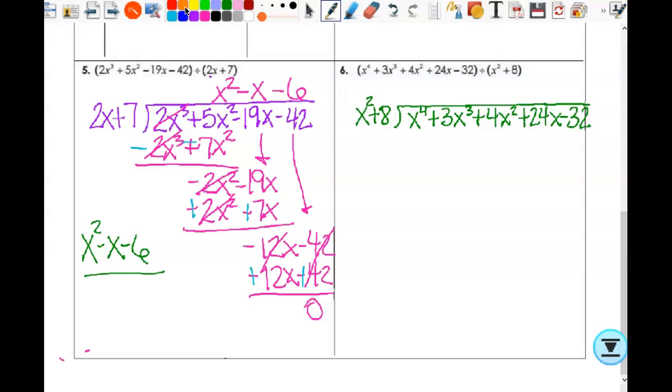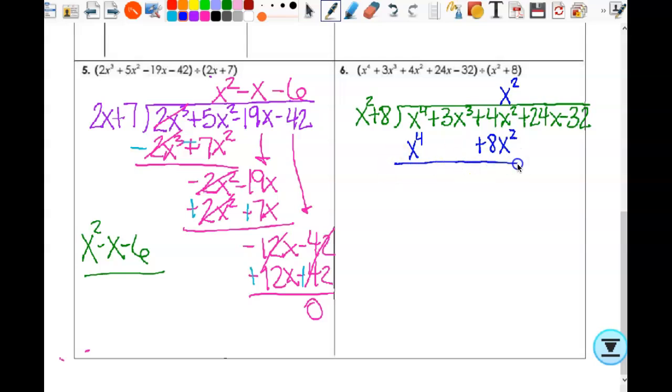All right. So, same process here. x to the 4th divided by x squared is what? x squared, and it goes above the x squared term. So then x squared times x squared is x to the 4th. x squared times 8 is 8x squared. And it goes under the x squared term. It's very important that you line them up correctly. You can have horrific handwriting and still have organized work. Trust me, see it all the time.